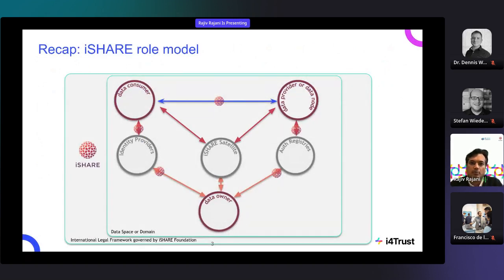A quick recap of the iSHARE role model, which I explained previously, I'll briefly explain. So in iSHARE, as you can see on the screen, is what the role model is, where you have in the red color the icons for data consumer, data provider, and data owner, right? So these are the parties who are interested in exchange of data. And in the middle layer, you can see certified parties, as we call it in iSHARE. They are the ones which provide roles or services within the iSHARE framework and within data spaces to these data sharing parties, that enables them to share data in a secure and trusted manner.